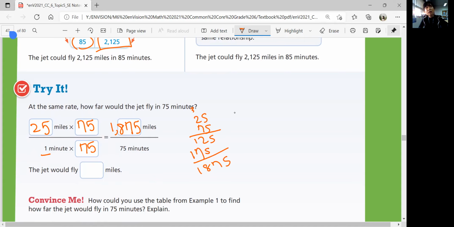Okay, it's 1,875. So the jet would fly 1,875 miles.